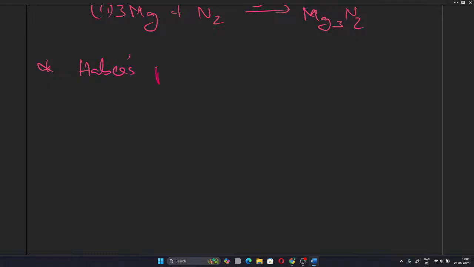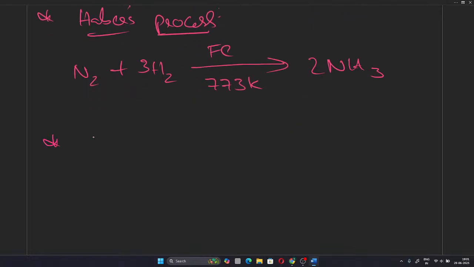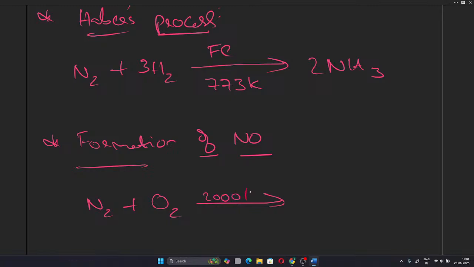And next is Haber's process. N2 plus H2, Fe as catalyst, 773 Kelvin, gives 2NH3. Yes, this is the Haber's process. Next, for formation of NO, N2 plus O2 at 2000 Kelvin, very high temperature, will react to give 2NO.